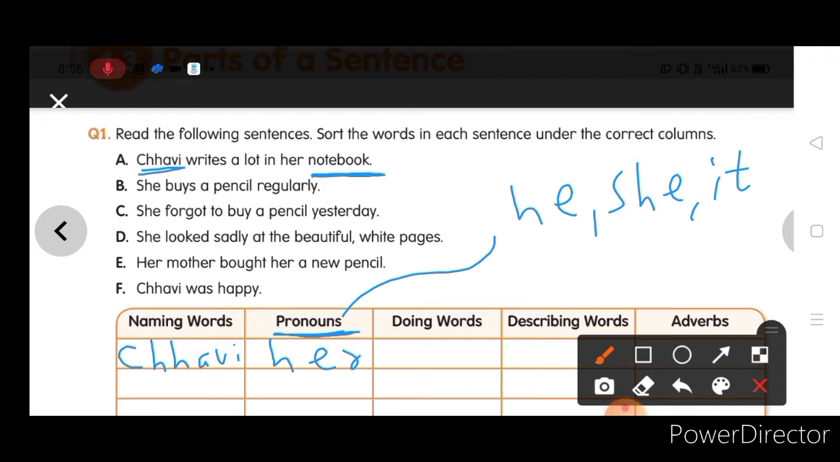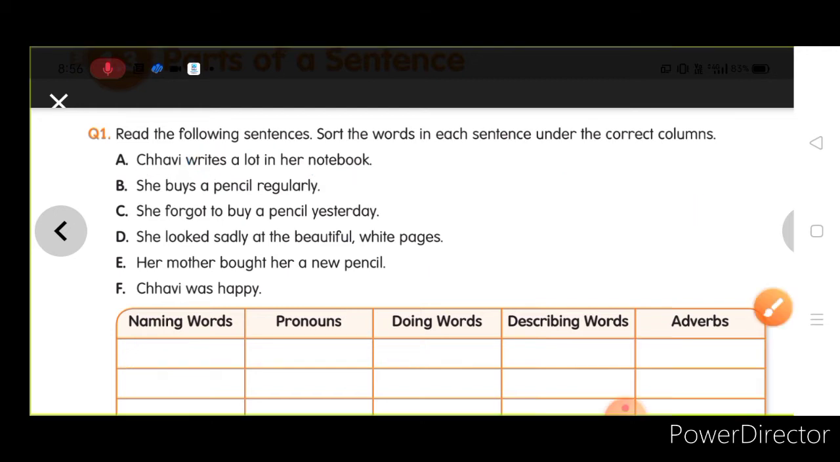What is the doing word here? Doing word is the writes. Writes is the doing word. And what is the describing word here? Do you find any describing word? We don't find any describing word here.